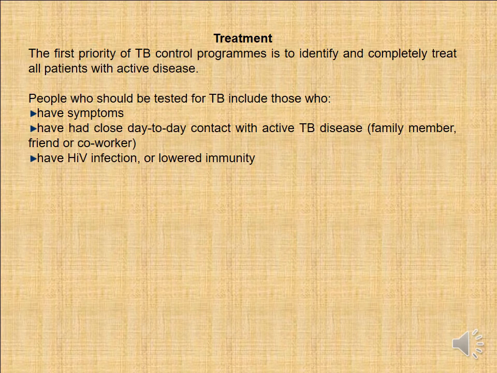How is tuberculosis treated? The first priority of tuberculosis control programs is to identify and completely treat all patients with active disease. People who should be treated for tuberculosis include those who have had symptoms of tuberculosis infection and have had close day-to-day contact with active tuberculosis disease, such as a family member, friend, or coworker, or who have HIV infection or lowered immunity.